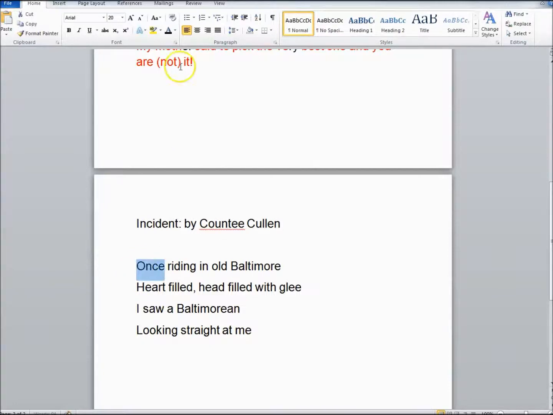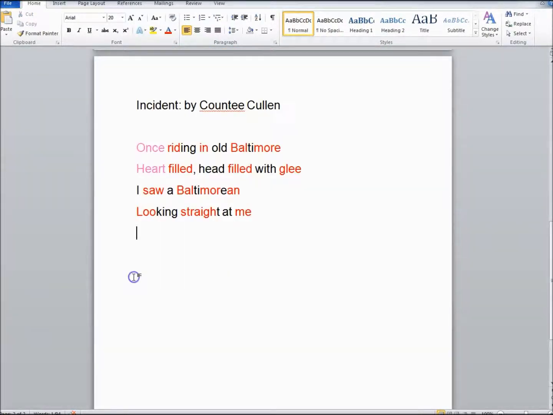And here, let's do a quick analysis of the rhythm, right? You'll notice that I've put in some pink elements here, and those represent the words that have an optional rhythm. That is, you could choose to stress those words, or you could choose not to. So I could say, once riding in old Baltimore, heart filled, head filled with glee, right? And that would make sense. But one doesn't have to read it that way, and if you're reading it in a childlike way, it's easiest to do it without them.